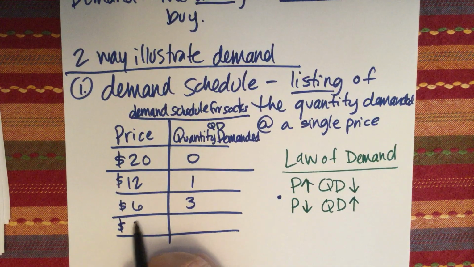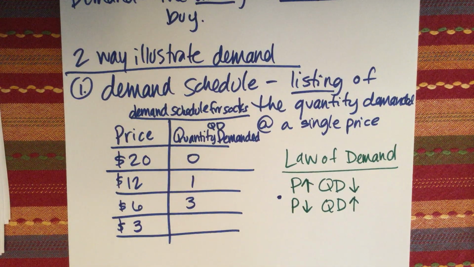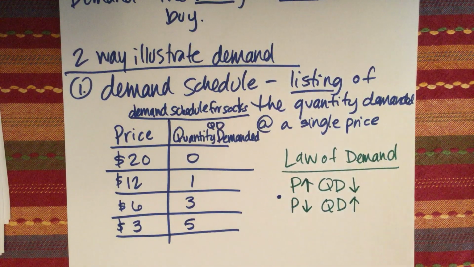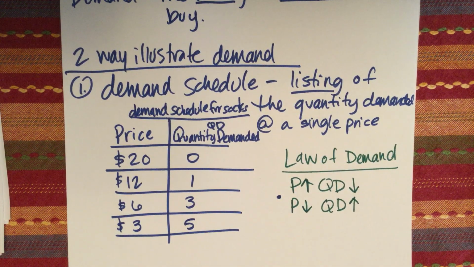And at, let's say, for example, $3, then I'm going to buy even more than that, so I'm going to buy 5 pairs. That's the quantity that I demand at that price.